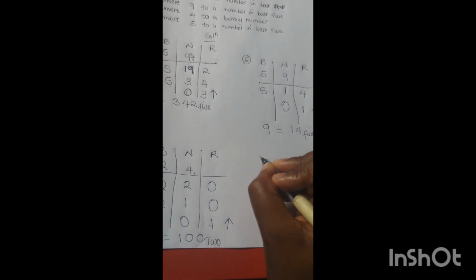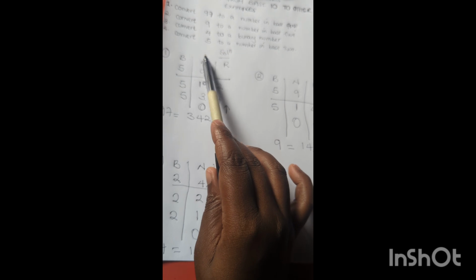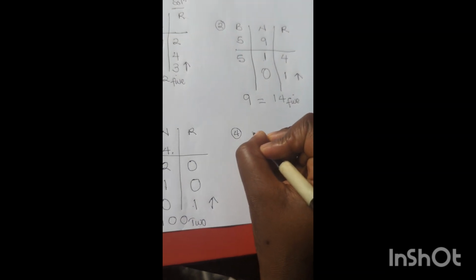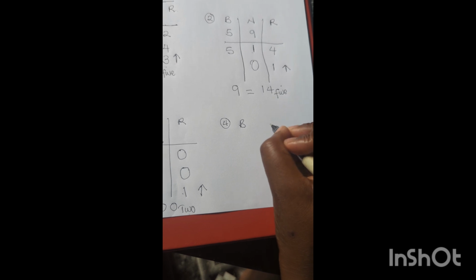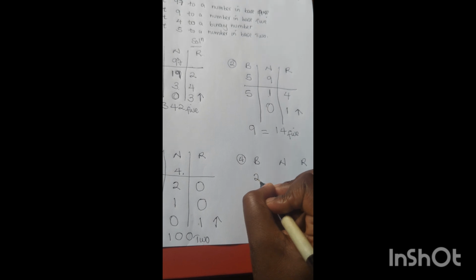So the last example is there. I hope you can see. Convert 5 to a number in base 2. Okay. So again, you're going to write the base, the number, and the what? The remainder. What base are we converting to? Base 2. What number are we dealing with? It's a 5. Then you are going to draw your lines.